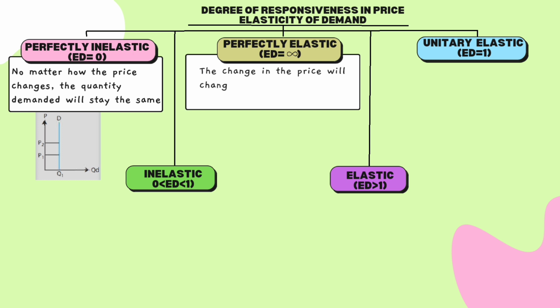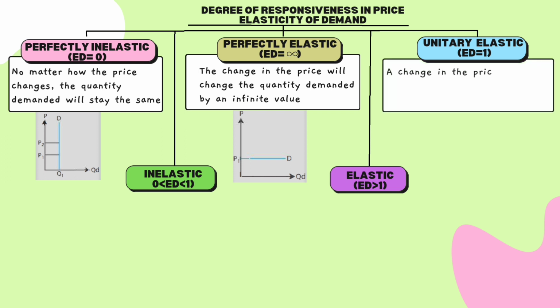Second, perfectly elastic. The change in the price will change the quantity demanded by an infinite value. The shape of the demand curve is horizontal. It means at a certain price, the quantity demanded is infinite. If a firm increases price by 1%, it will see all of its quantity demanded evaporate.